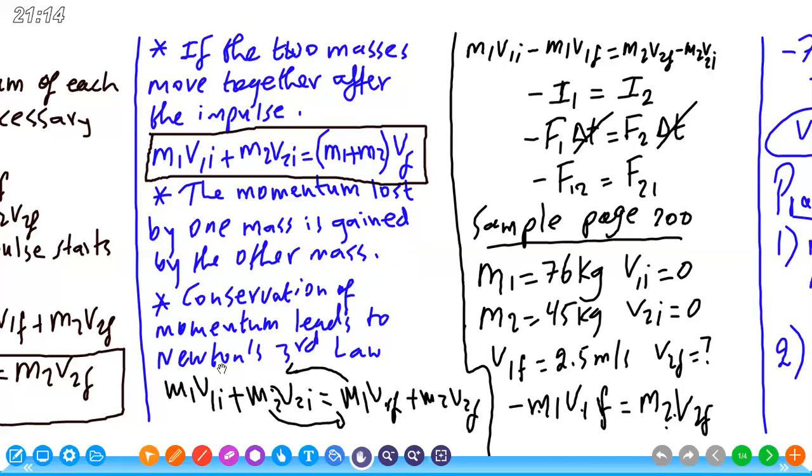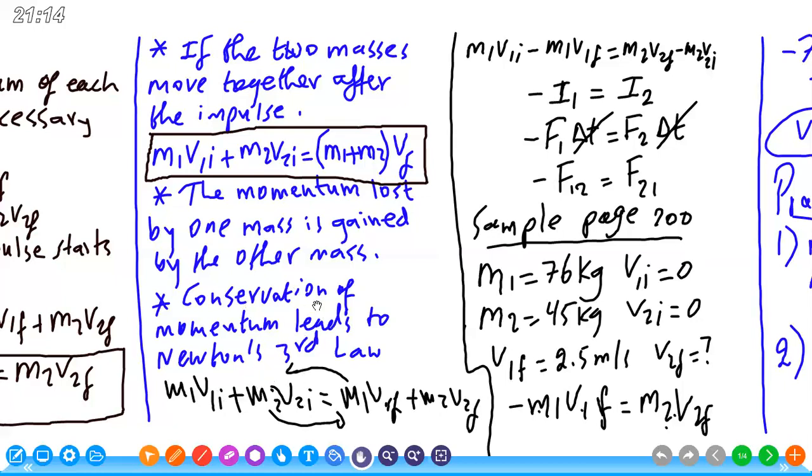Conservation of momentum leads to Newton's third law. You have to know also that conservation of momentum leads to Newton's third law. Remember Newton's third law that we took, I think, in the beginning of this year. Newton's third law was saying that for every action there is an equal and opposite reaction. Force of mass A on mass B is equal to force of mass B on mass A, but in opposite direction. Or force of mass 1 on mass 2, F12, is going to equal the force of mass 2 on mass 1, F21, but opposite in direction.